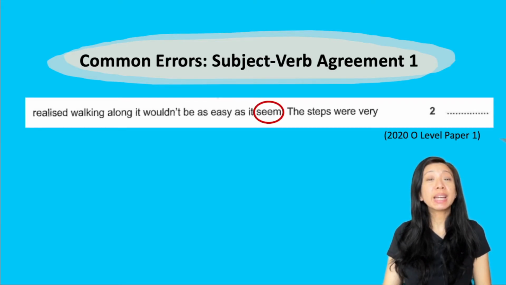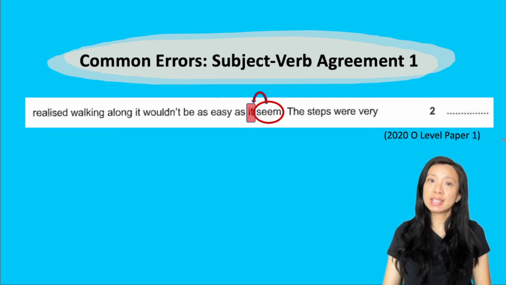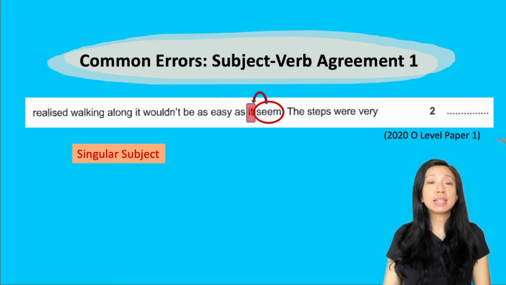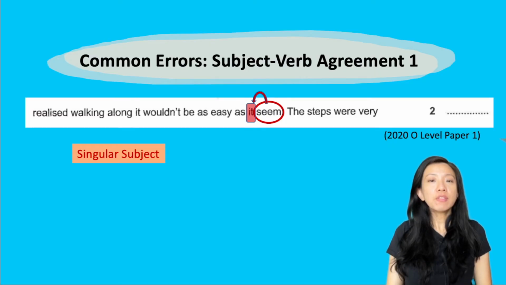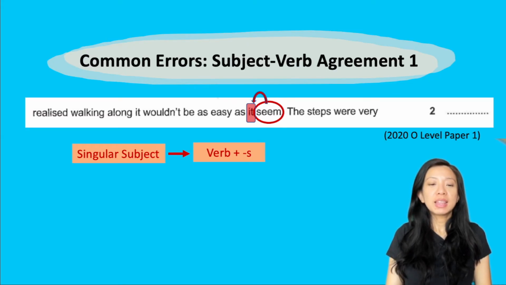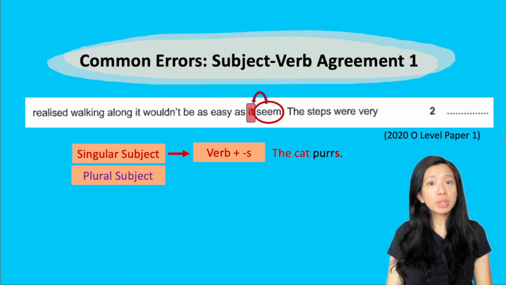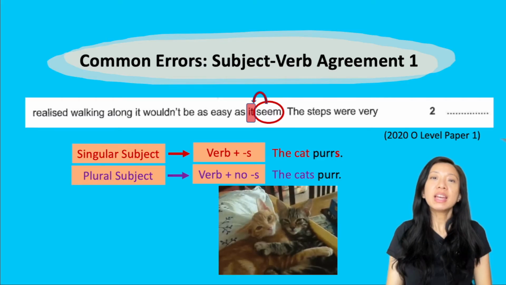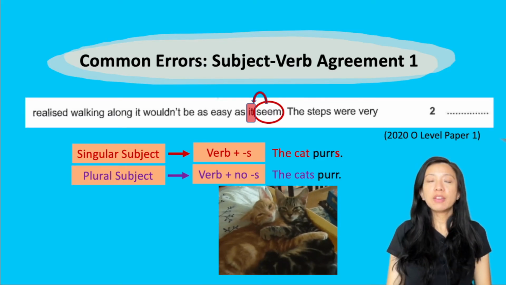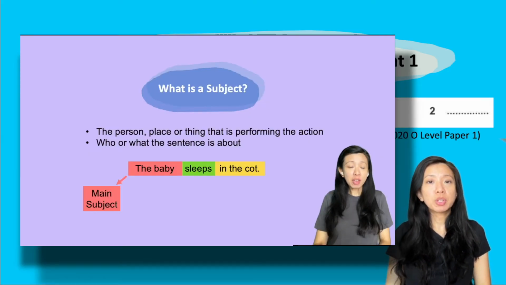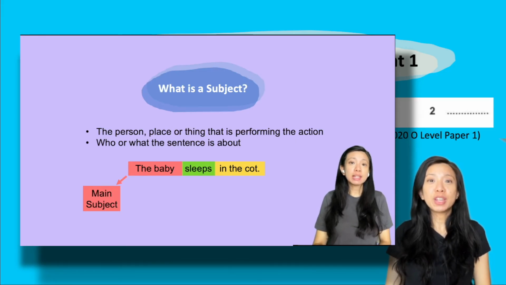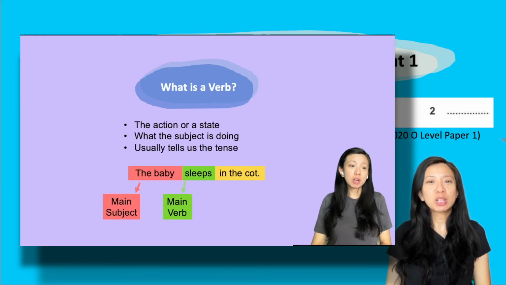It's because of the word that comes before seem, which is it. Notice that it is a singular subject. And if a subject is singular in a sentence, we usually need to add an S to the verb. For example, the cat purrs. On the other hand, if you have a plural subject, your verb should not have an S. For example, the cats purr. If you'd like a more detailed explanation about subject-verb agreement, do watch my other video and I'll leave a link in the description box for you.